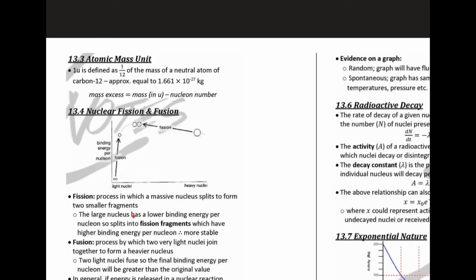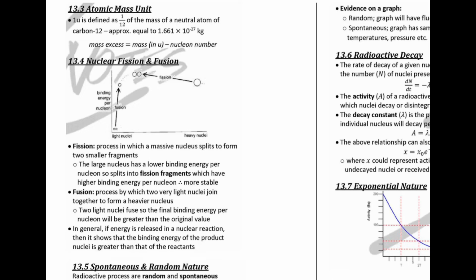The large nucleus has a lower binding energy per nucleon. Lower binding energy means not stable. So it splits into fission fragments which have higher binding energy per nucleon, and it becomes more stable. So they split because they are not stable basically.